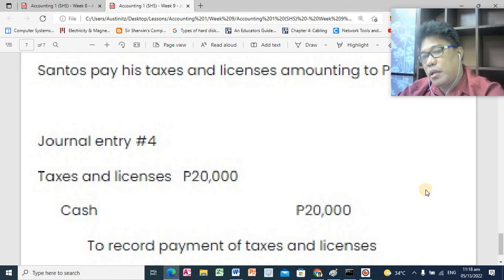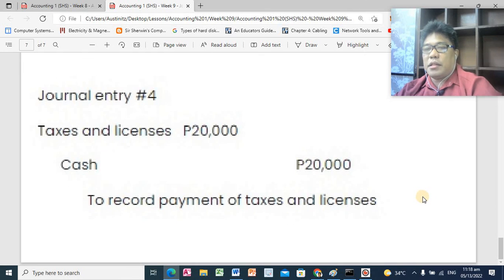Explanation: to record payment of taxes and licenses. That's all for now, class. Hopefully, you study this. Ulit-ulitin nyo para maintindihan nyo po. Okay? Thank you.